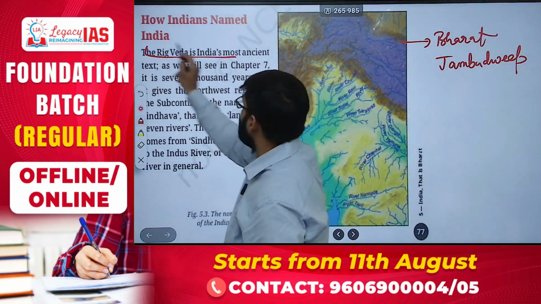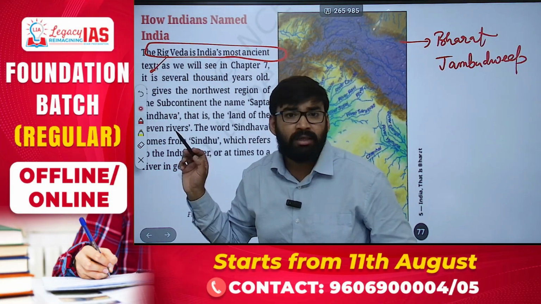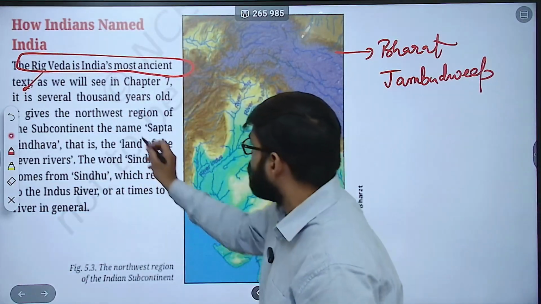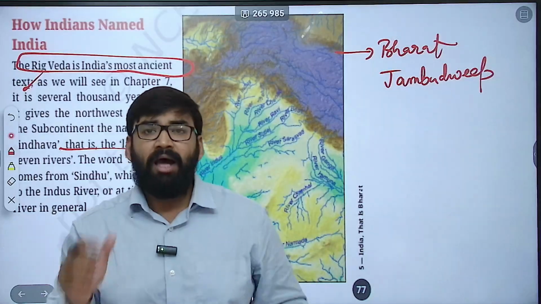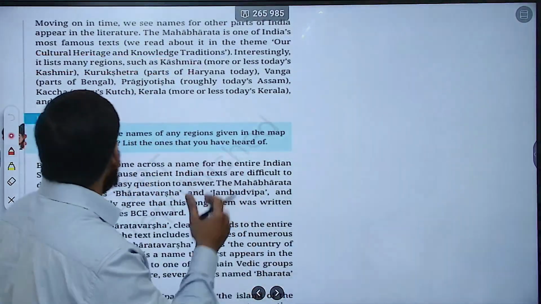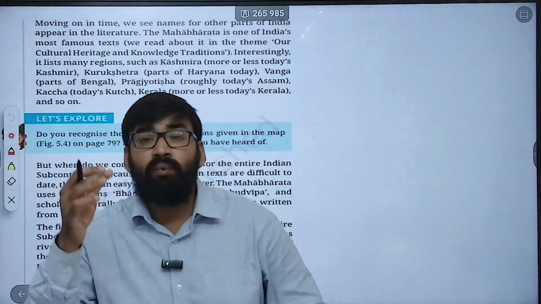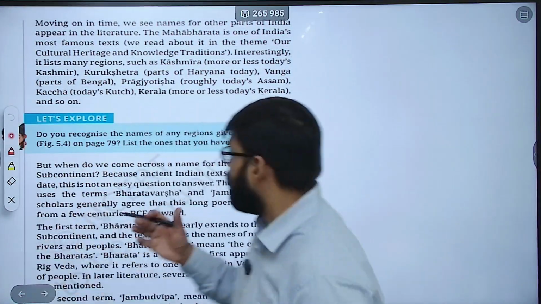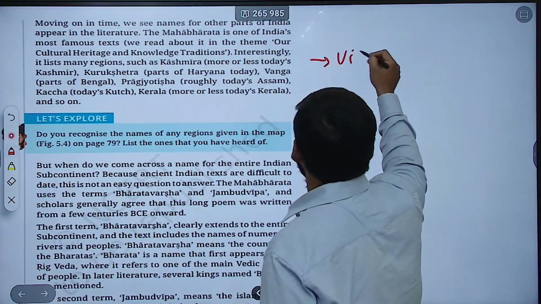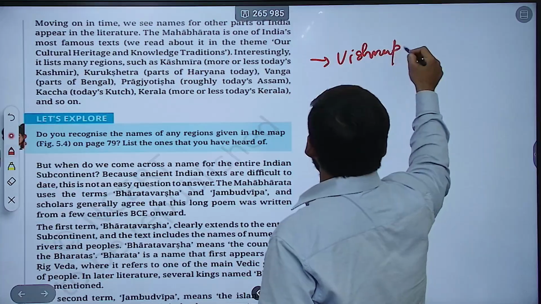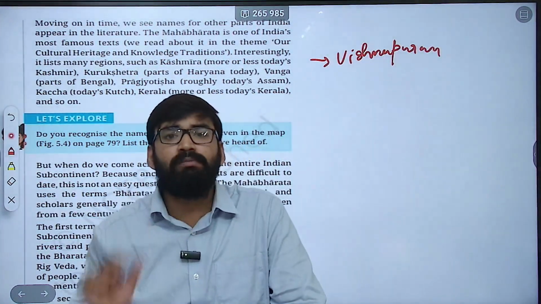As you can see here, Rig Veda is India's most ancient text, as well as the Sapt Sindhu name, that is the land of seven rivers. Apart from this, there are various chapters which also give the reference of Vishnu Puran for the name Bharat.